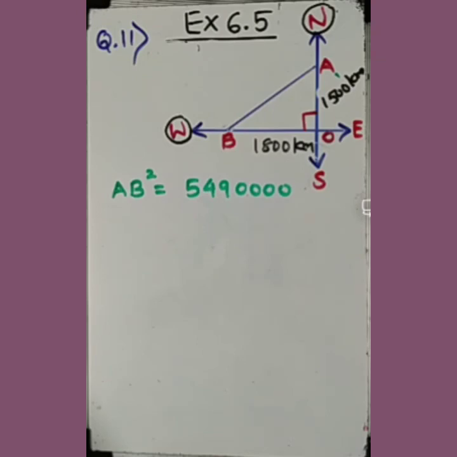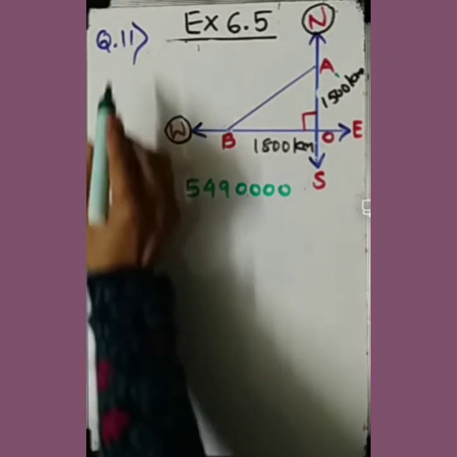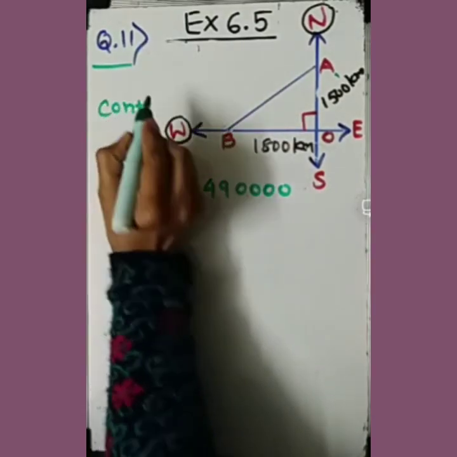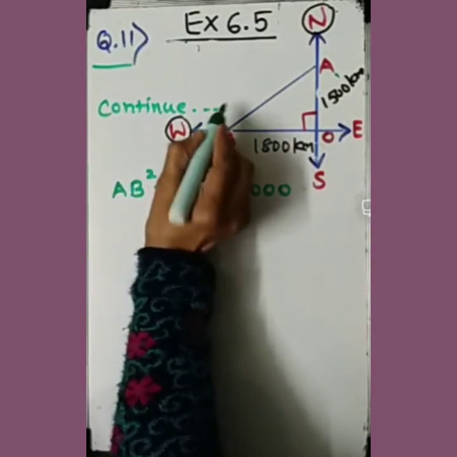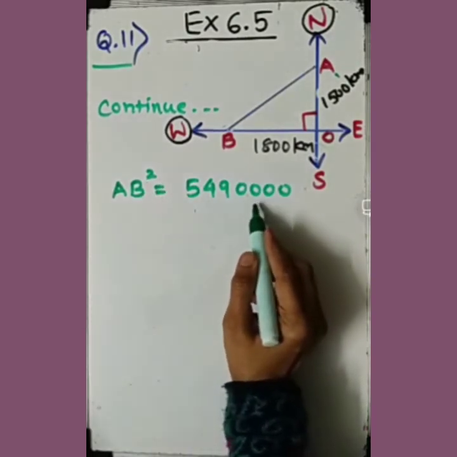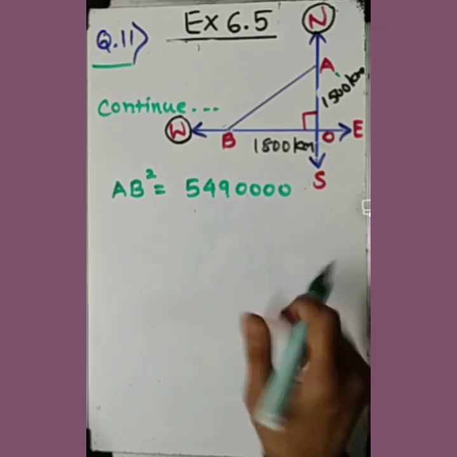Exercise 6.5, question number 11 in continuation. I am continuing. Now AB square equal to 5,490,000. This result we got in the first part.